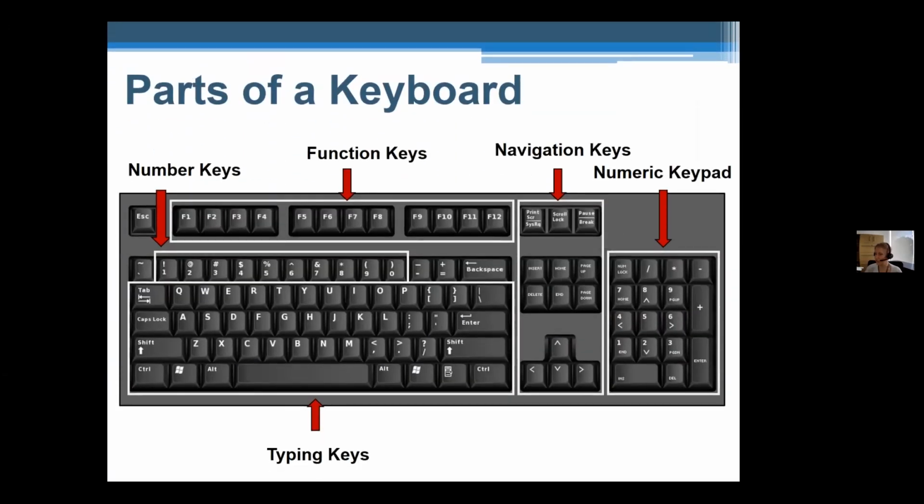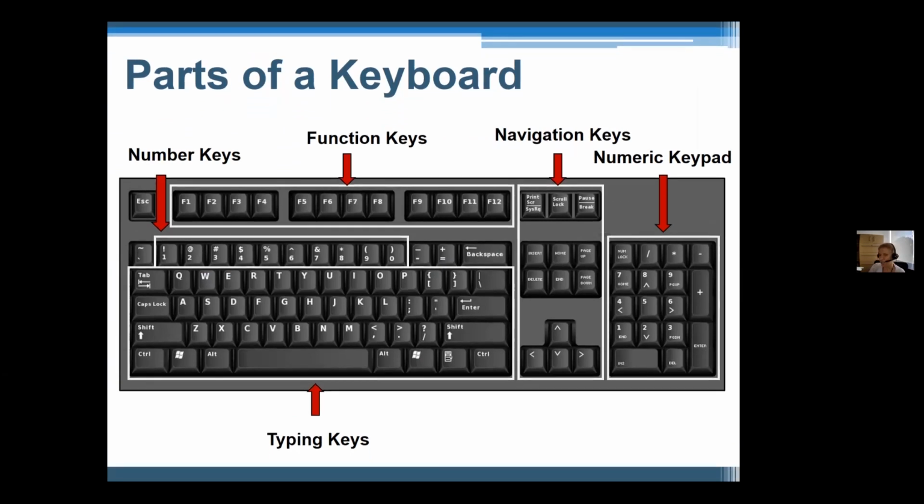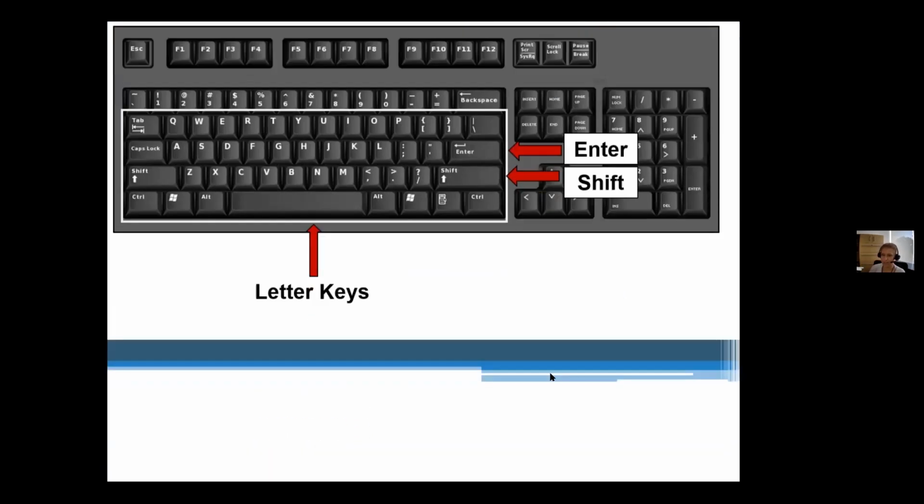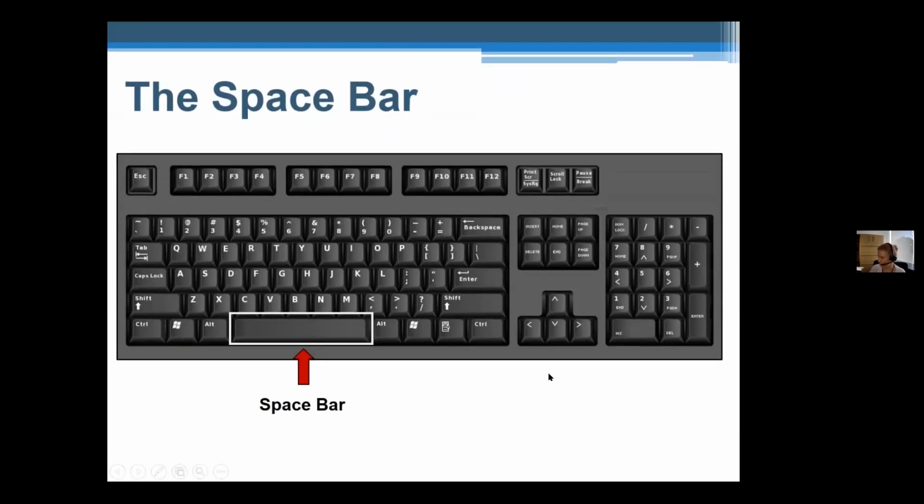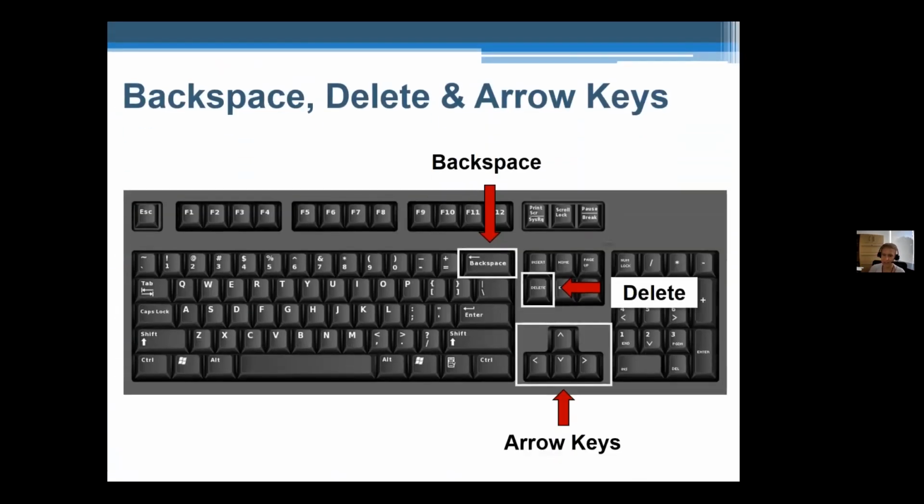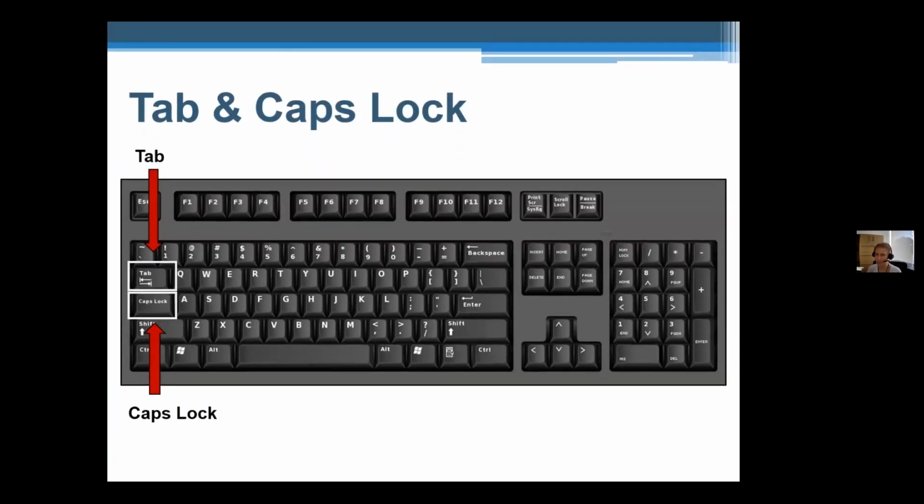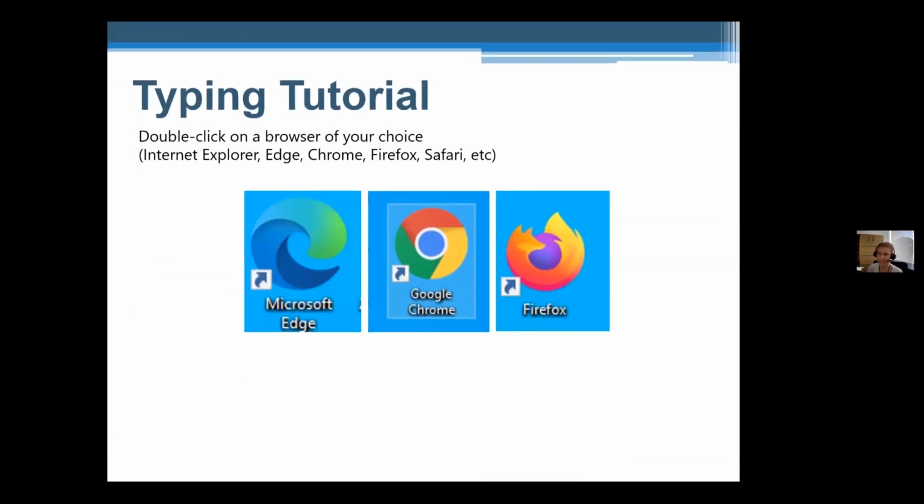And then here's what we went over, the parts of the keyboard. Remember, you have your number keys, the function keys up above, navigation keys, the typing keys, and then the number keypad. The letter keys, remember we talked about QWERTY right here, and enter and shift. And the space bar, and what the space bar does, backspace and delete, and the arrow keys and what they do. And then tab and caps lock. Tab was the one that indents you 5 spaces, and caps lock is the one that makes all the text capitalized.